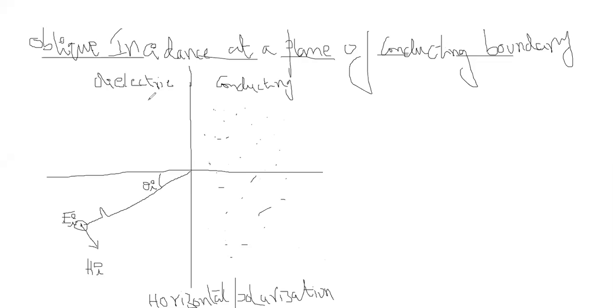Since the boundary surface is between the dielectric and the conductor, there is no transmission. It is fully reflected with an angle of theta r, with ER and HR. The H and the E, the electric field and the magnetic field, are always perpendicular to each other, and the wave travels through the Z direction.